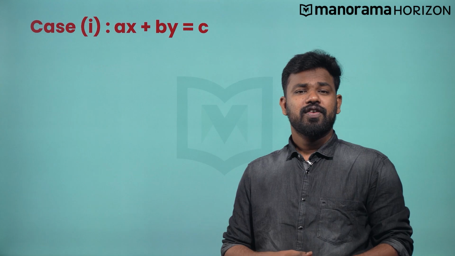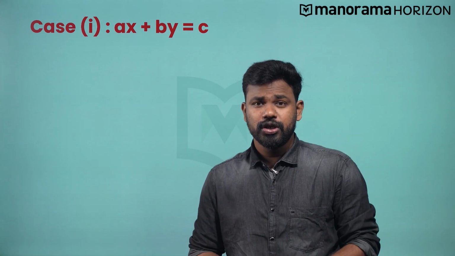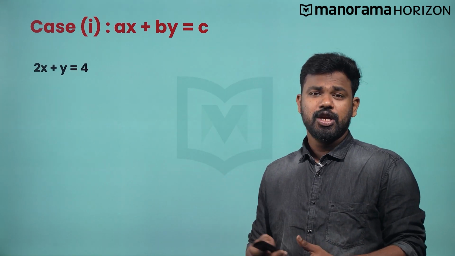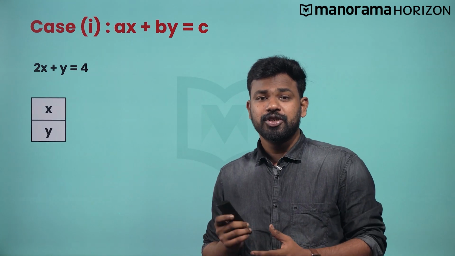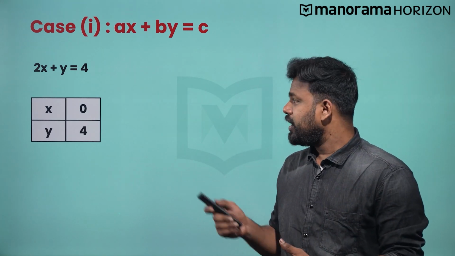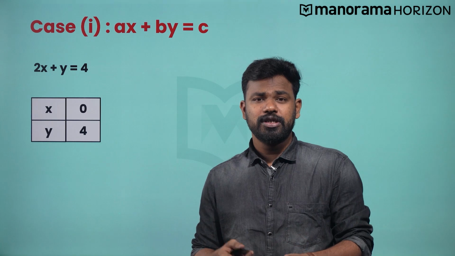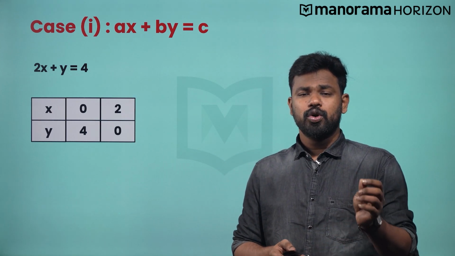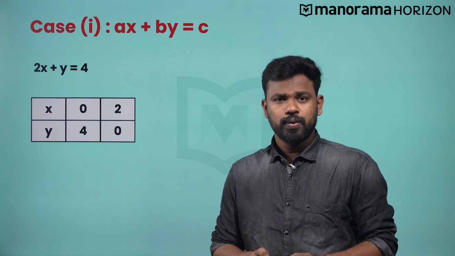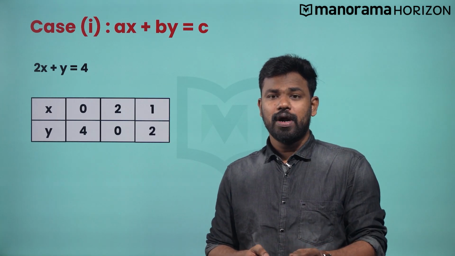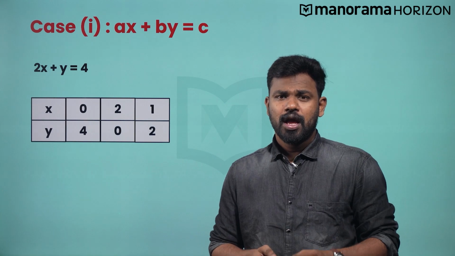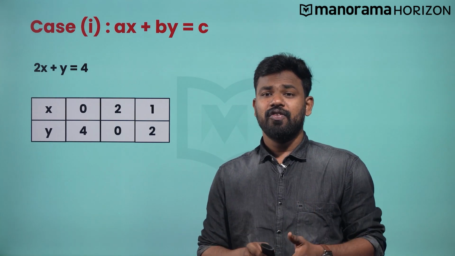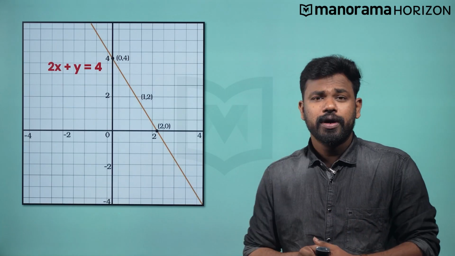And now for the first case, ax plus by is equal to c. For this case, let us assume an equation which is 2x plus y is equal to 4. Here substitute x is equal to 0 in the equation, and you get y is equal to 4. Then if we substitute y is equal to 0, we get x is equal to 2. And then if we take x is equal to 1, then we get y is 2. By plotting all these points in the graph, we get a straight line. So you can see we have a line over here.